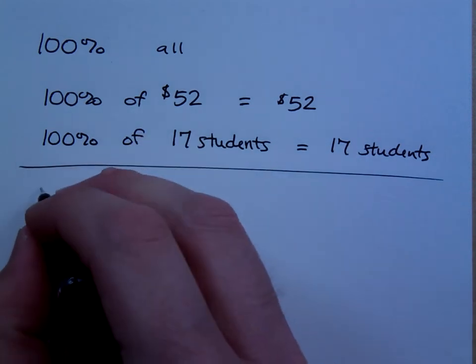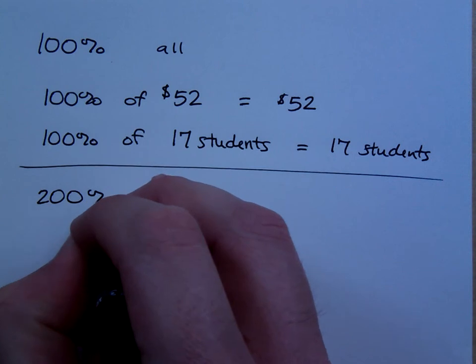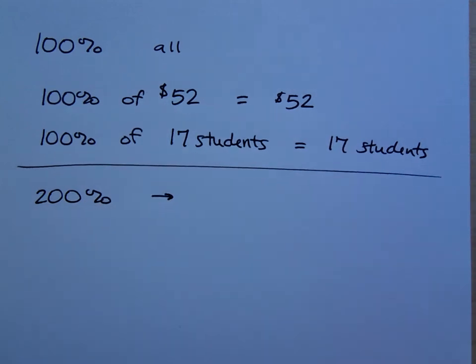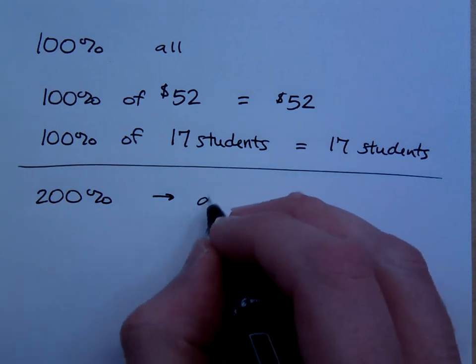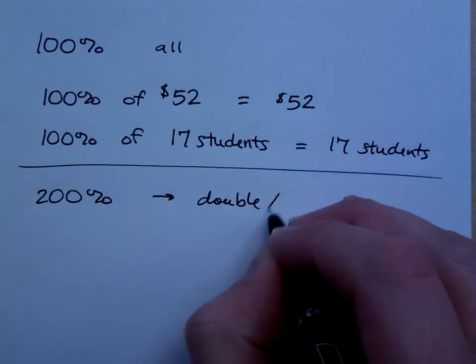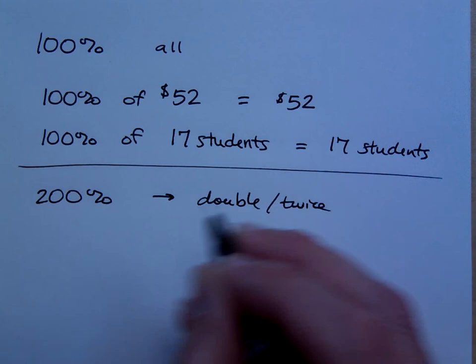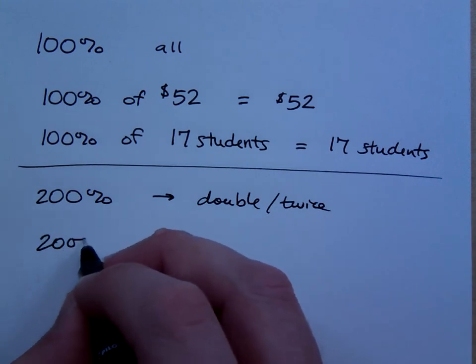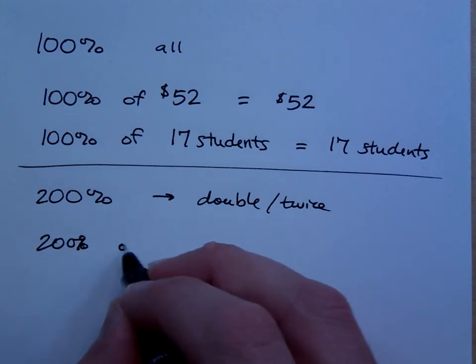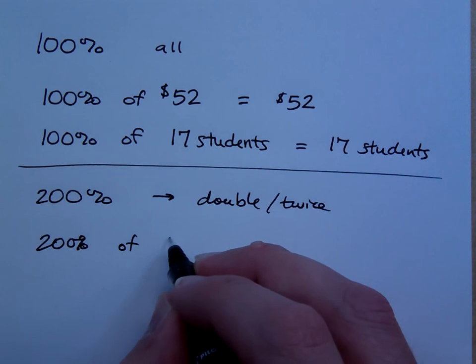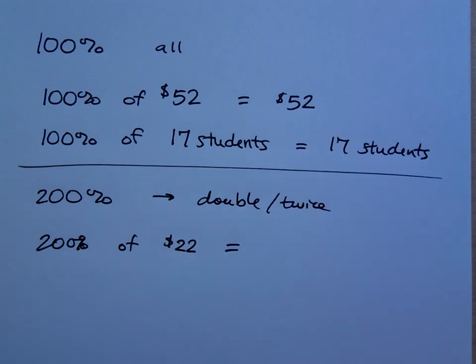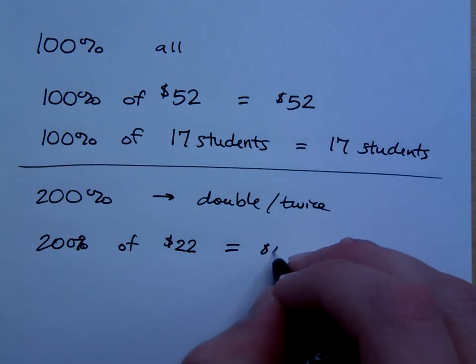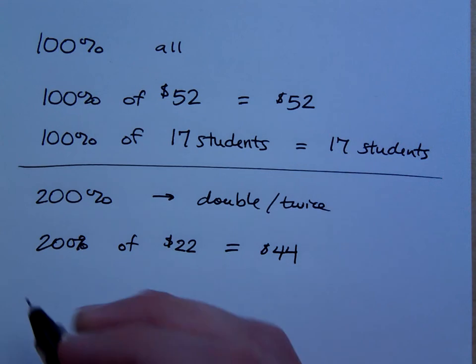Let me show you another easy one. 200%. What does that mean? That means double or twice, right? So when you see this, this is a nice percent to work with. If I talk about 200% of $22, what's 200% of that? That's 44, right? Because that's double.